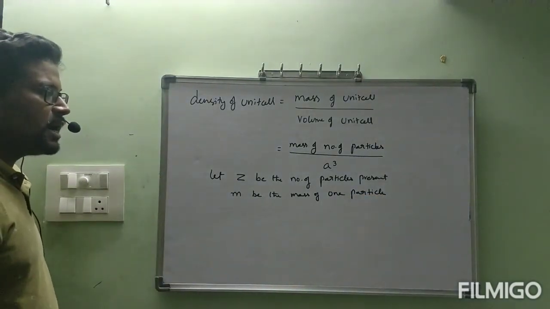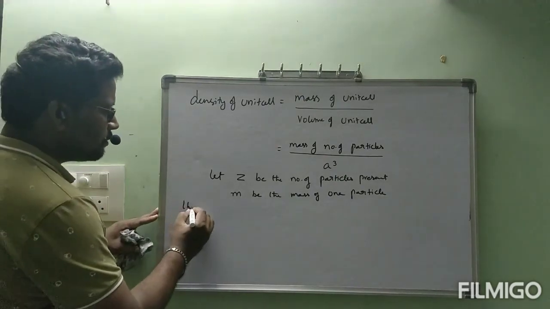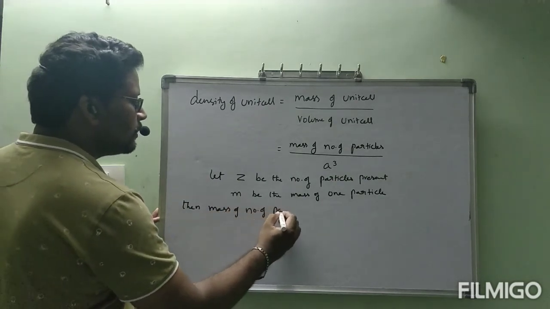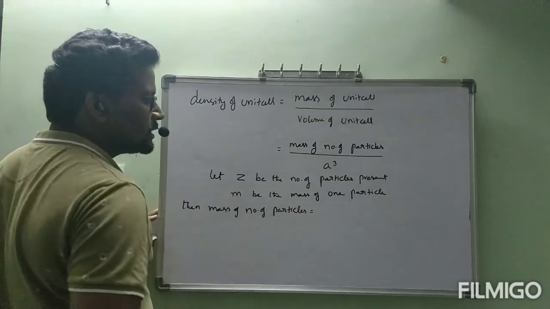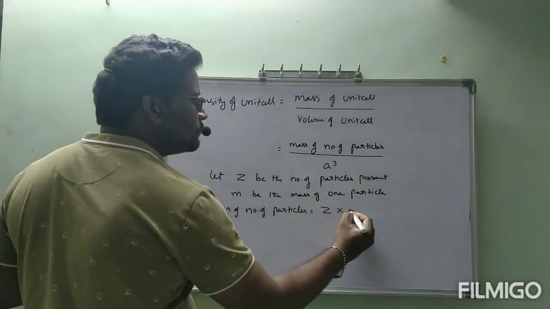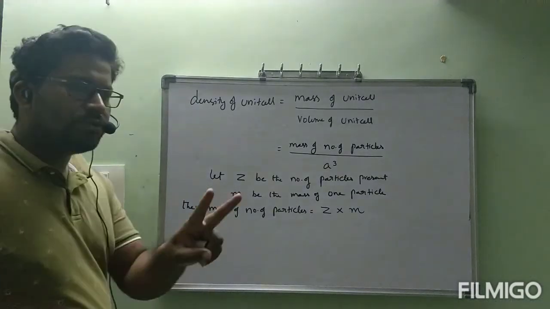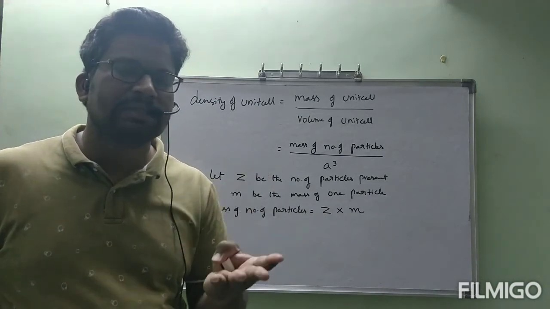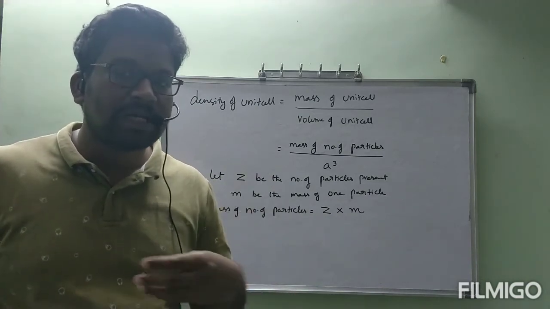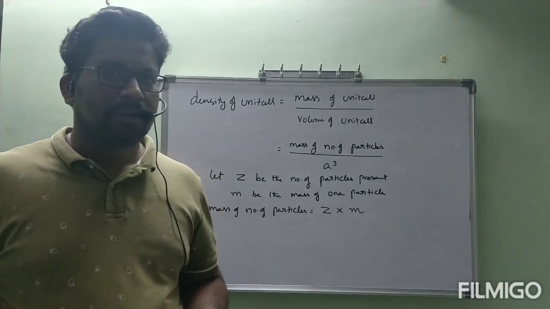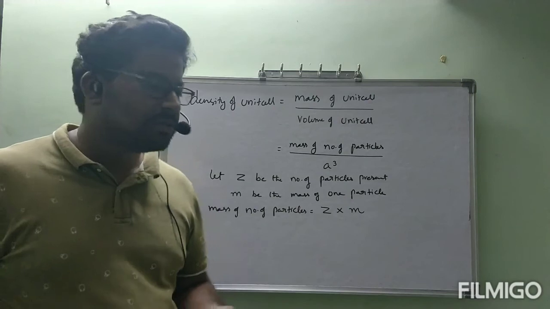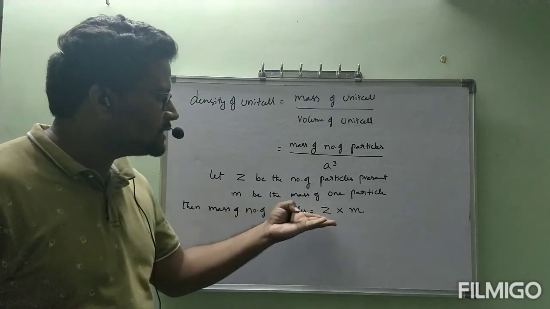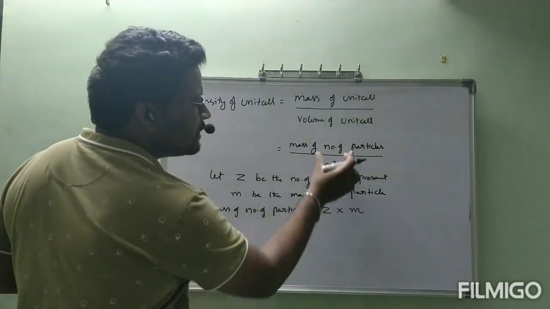Small m be the mass of one particle. Then mass of the number of particles is equal to Z into m. Why? If you have two particles, mass is nothing but 2 into m. If you have 4 particles, mass is 4 into m, because each particle's mass is small m. So here I wrote Z into m. I hope you are clear, everyone. Mass of the number of particles is equal to Z into m. That's why I am writing this Z into m here.